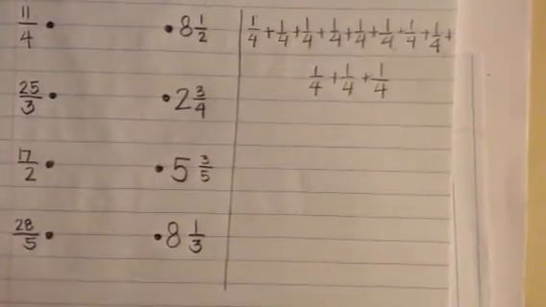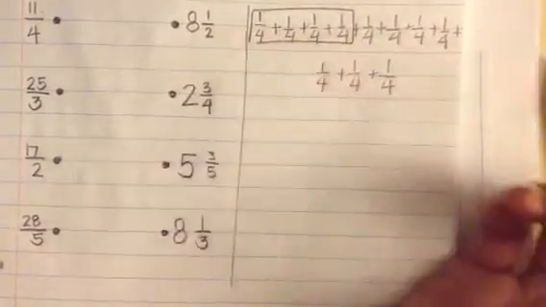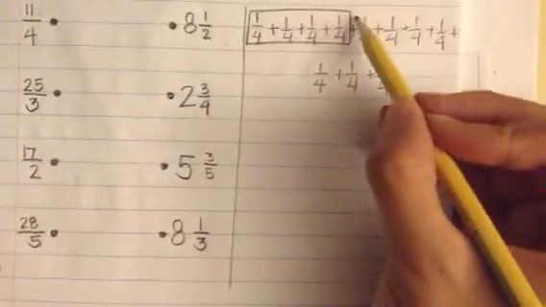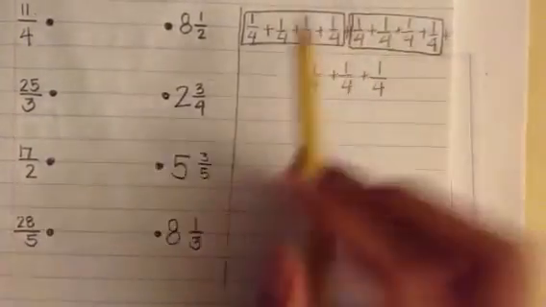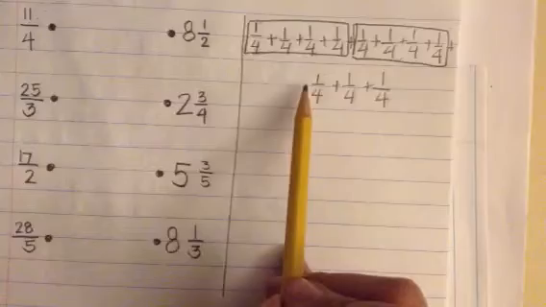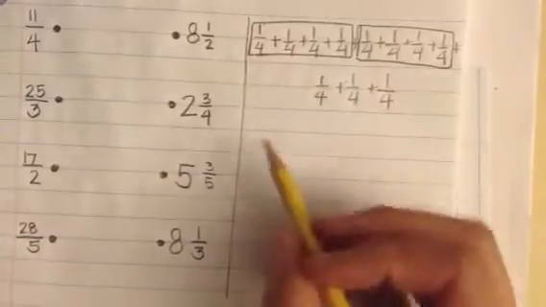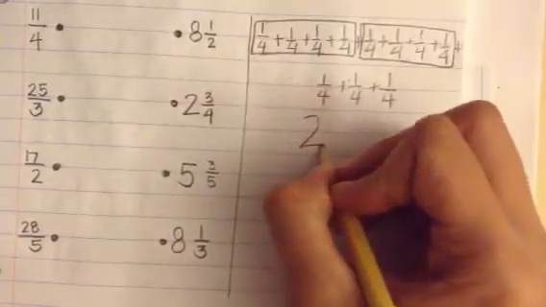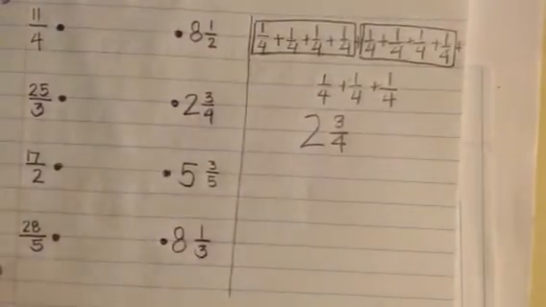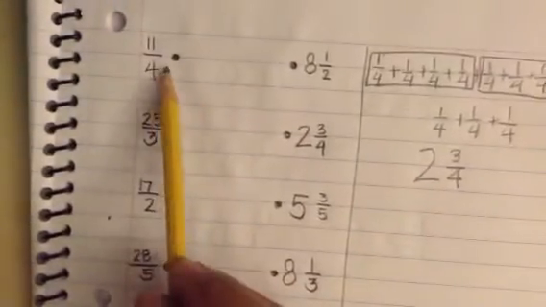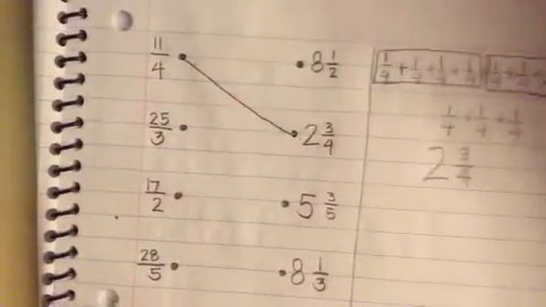And then I know that 4/4 makes one whole. And I know that another 4/4 makes another whole. So that's one whole, two wholes, and then I'm left with 1, 2, 3/4. So my 11/4 now turned into 2 wholes and 3/4. Right? So I can now match my 11/4 with 2 and 3/4. So I'm going to draw a line to match them.